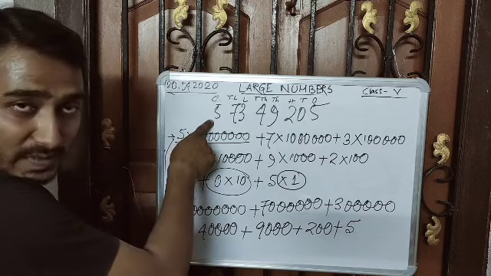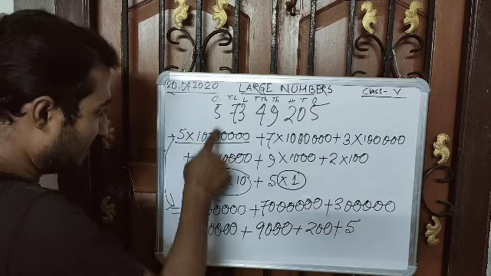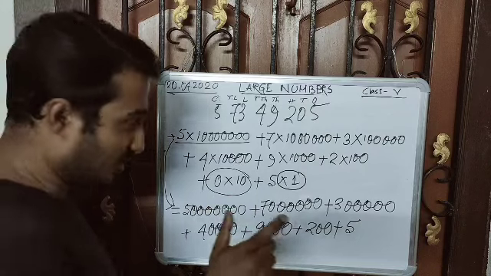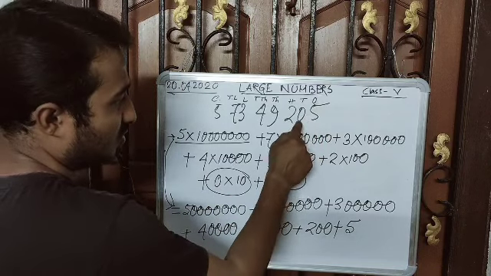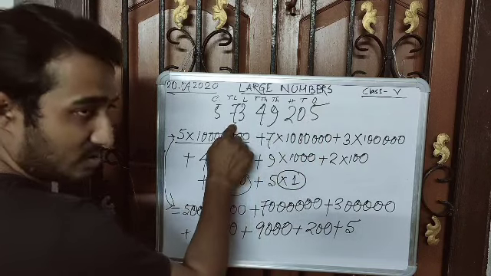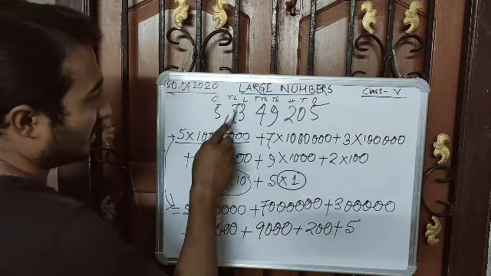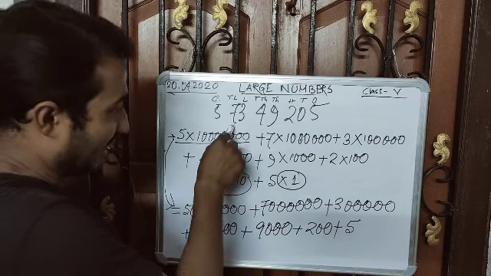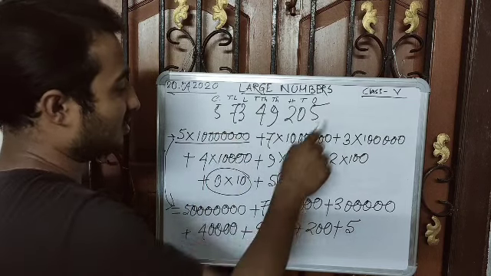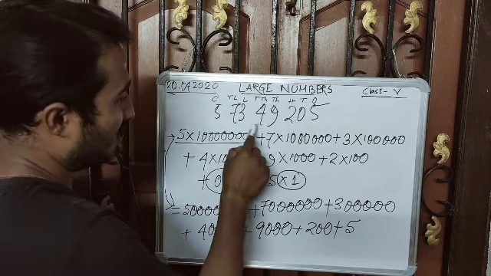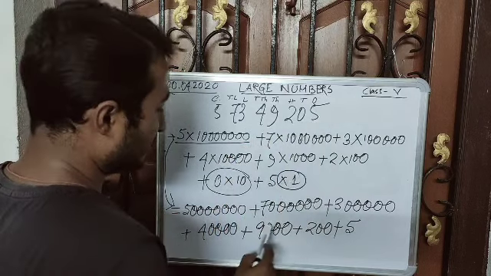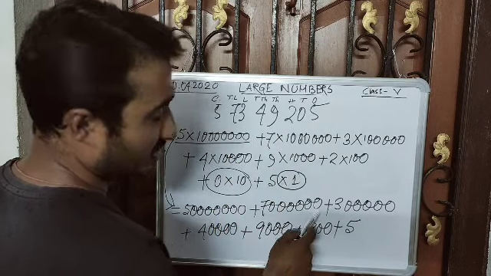Like it is the crores place, so 5 crore. In crore, how many zeros are there? Count it easily. 1, 2, 3, 4, 5, 6, 7 zeros. Here it is the 10 lakhs place, so 7 and then the remaining zeros. 7 and how many zeros? 1, 2, 3, 4, 5, 6, so 6 zeros.